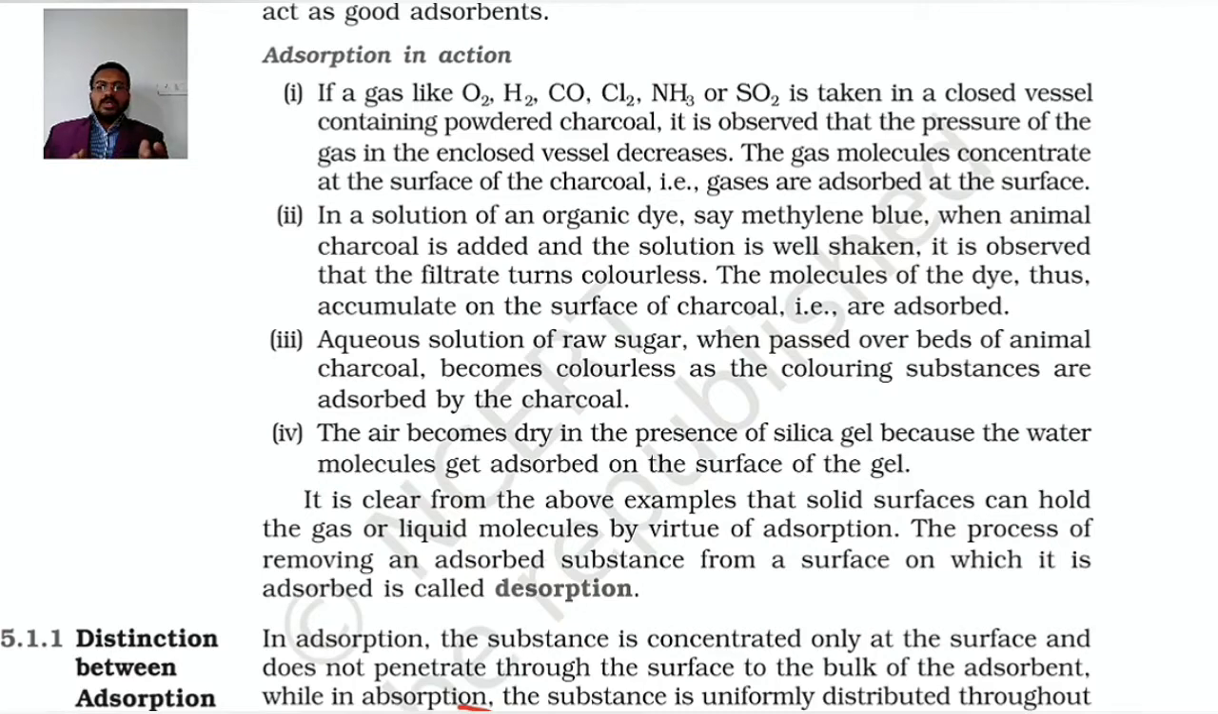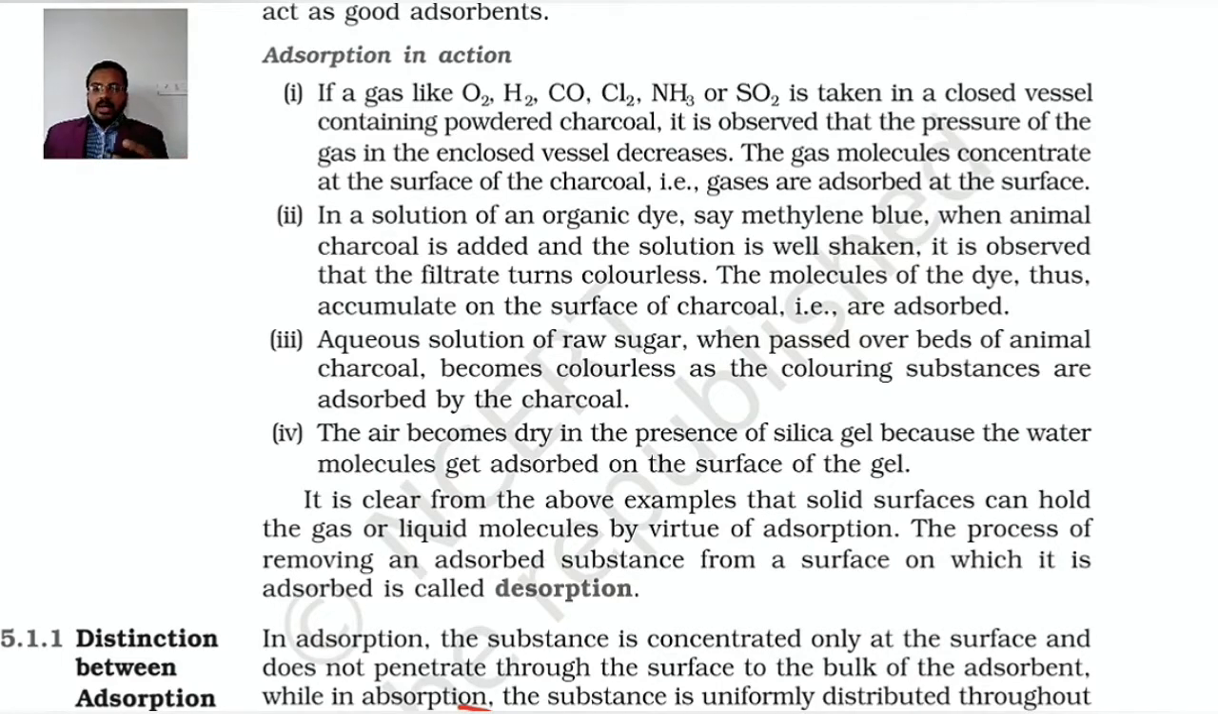Once the raw sugar is in aqueous form, it is passed over the beds of animal charcoal. The animal charcoal will be laid on the floor, and this aqueous solution of sugar will be passed over the bed with the help of a conveyor belt or something like that. Then the coloring matter will be adsorbed by the animal charcoal, and hence the sugar becomes colorless. So it is white in color.